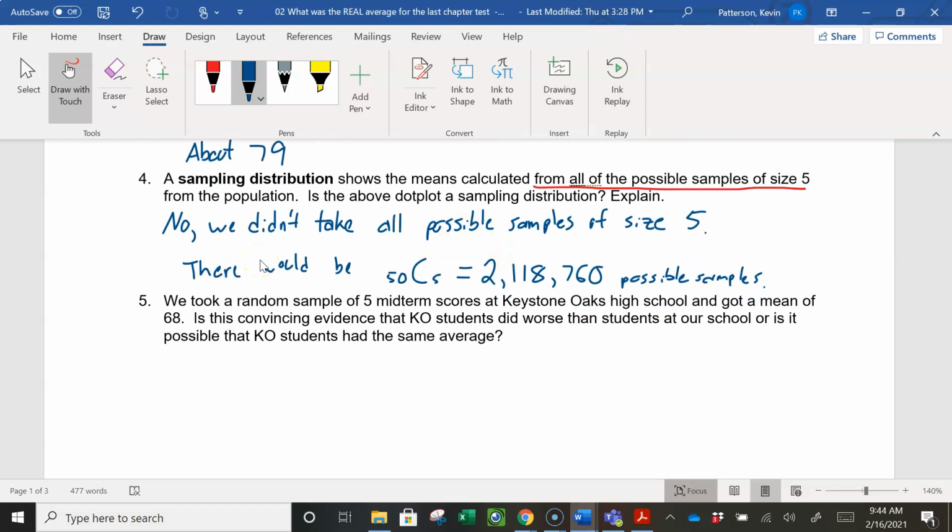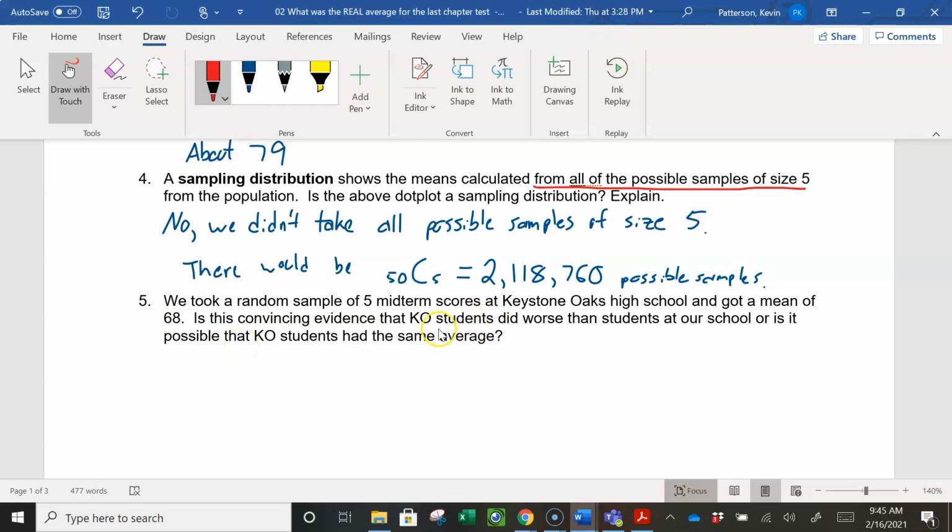So number 5, we took a random sample of 5 midterm scores at Keystone Oaks High School and got a mean of 68. Is this convincing evidence that KO students did worse than students at our school, or is it possible that KO students had the same average? Okay, so what we want to do is we want to go up to our sampling distribution and locate where 68 is. And we want to see how often did we end up with a sample of 68 or less by chance.